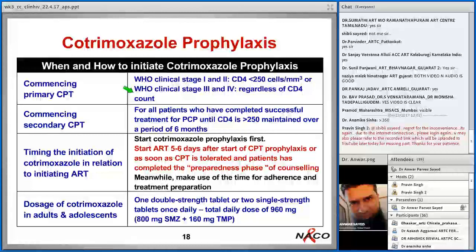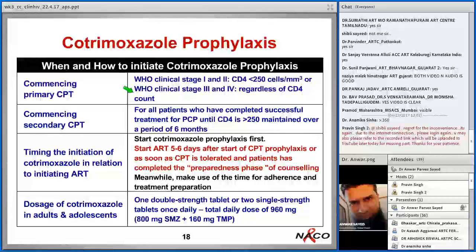Timing of initiation: start Cotrimoxazole prophylaxis first. Start ART 5 to 6 days after start of CPT. Don't start it on the same day, because sometimes there will be overlapping toxicities and you will not understand which is causing the intolerance to the patients. Also, while you are preparing the patient for treatment, patients will have some tablets to take. Otherwise, if you keep patients waiting for a long time, it will not be satisfying for the patients. Meanwhile, make use of this time for treatment adherence and preparation.